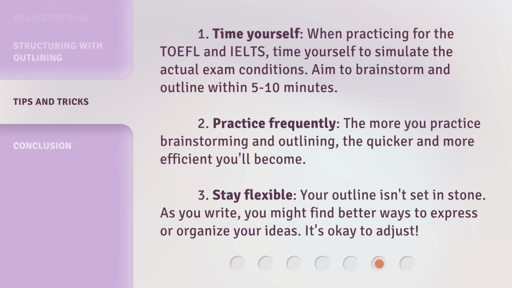1. Time yourself. When practicing for the TOEFL and IELTS, time yourself to simulate the actual exam conditions. Aim to brainstorm and outline within 5 to 10 minutes. 2. Practice frequently. The more you practice brainstorming and outlining, the quicker and more efficient you'll become. 3. Stay flexible. Your outline isn't set in stone. As you write, you might find better ways to express or organize your ideas. It's okay to adjust.